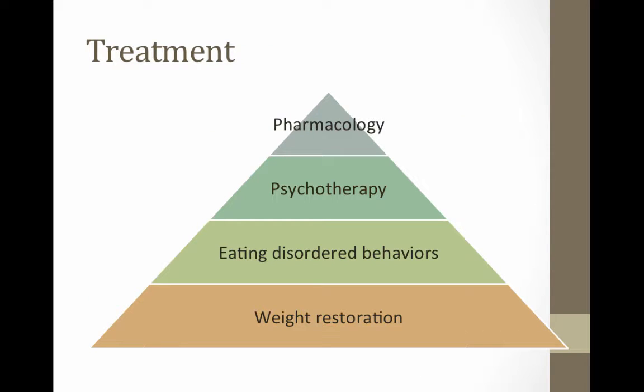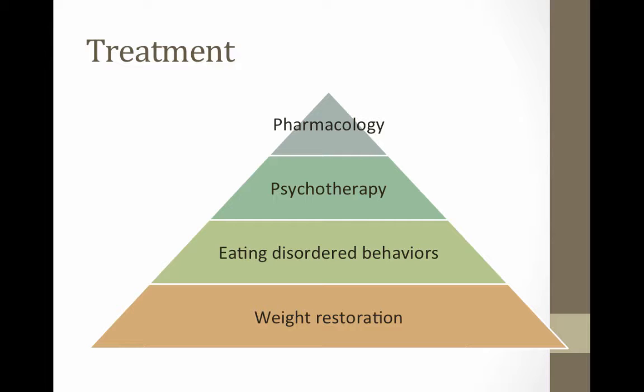Having considered the medical complications, how do you go about treating the eating disorder itself? Treatment involves a number of components. The first step for those underweight is weight restoration. We then work to address eating disordered thoughts and behaviors, both directly and through psychotherapy. Finally, in some patients, psychotropic medications can help facilitate recovery.